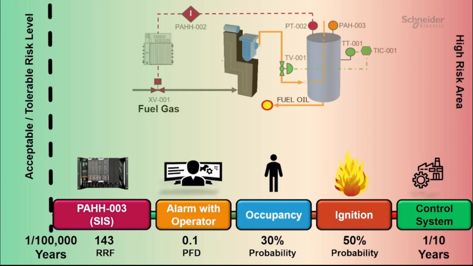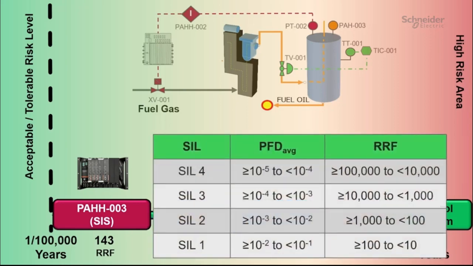This high pressure trip, or high pressure loop, we will call a safety instrumented function, or SIF. And this SIF will be assigned a certain amount of risk reduction, which will be used to determine the safety integrity level required for this high pressure trip. In our example here, we have assigned this high pressure trip a SIL2 target.